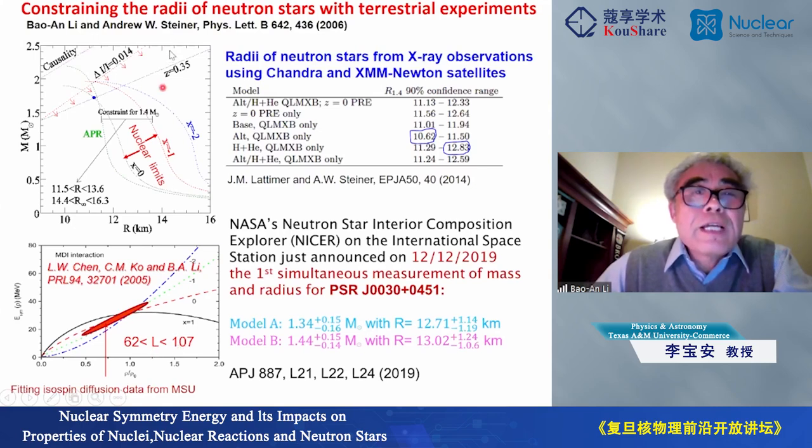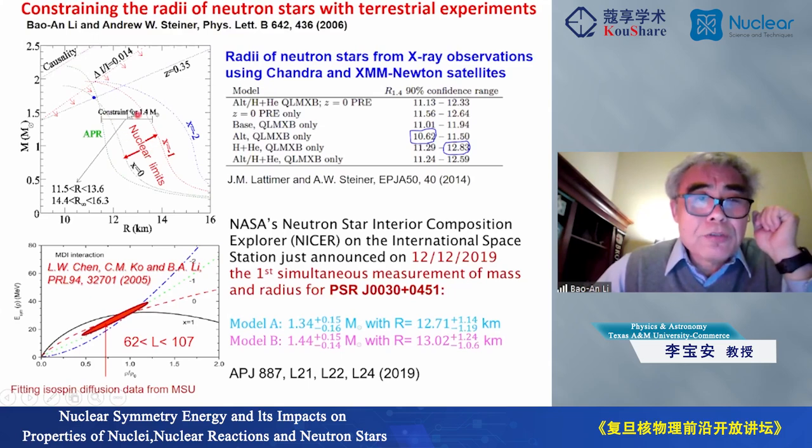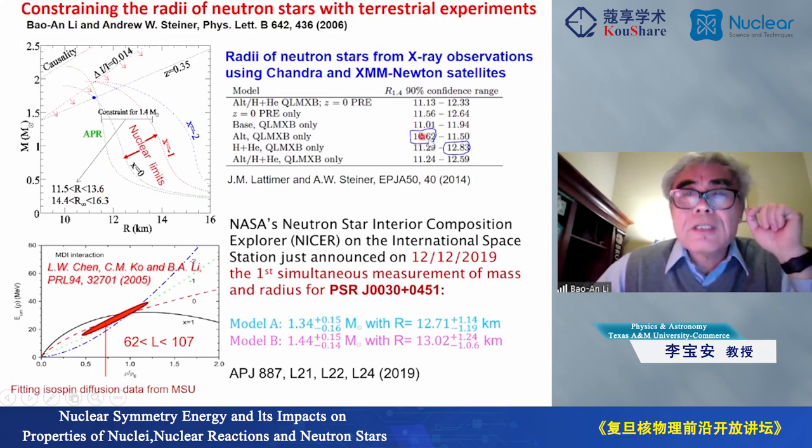Then Andrew Steiner and I did a calculation for the mass and radius of neutron stars. We found that corresponding to this constraint, and I believe this was the first constraint on the density dependence of symmetry energy around saturation density within a relatively large range. With this symmetry energy, we predicted a nuclear limit on the radius of a canonical neutron star. It's between 11.5 and 13.6 kilometers. This range is consistent with what people later extracted from analyzing X-rays taken by Chandra, and also consistent with the NICER data for these canonical neutron stars.